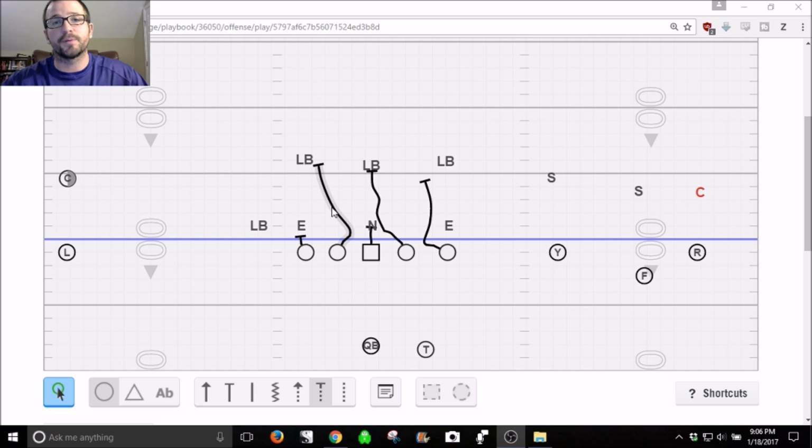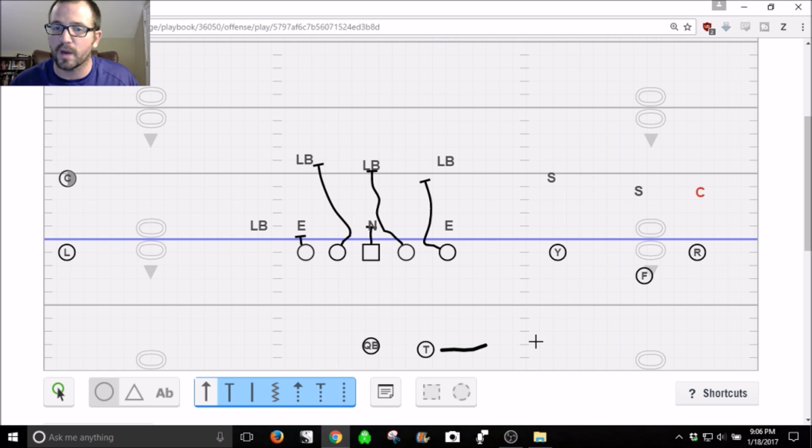And I like to keep the same blocking scheme with my offensive lineman because it makes it simple for them, and it gives these guys a false read because they think they're run blocking. What I like to do, though, is now put this tailback in motion to the right, and we call that tear motion.